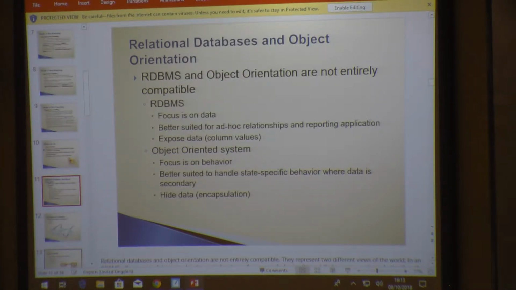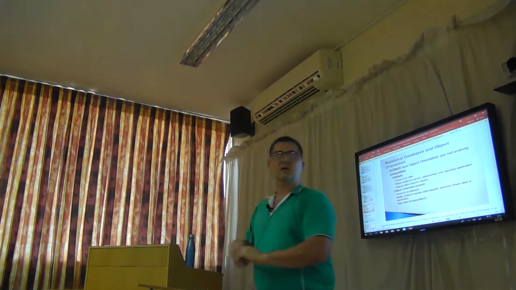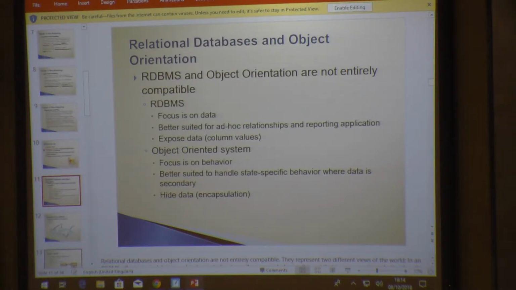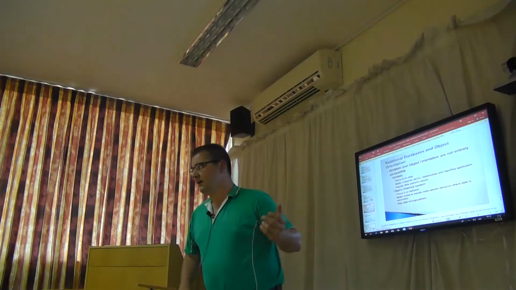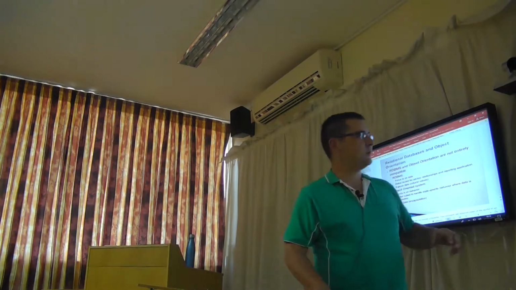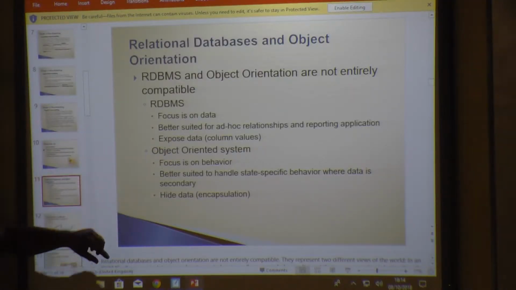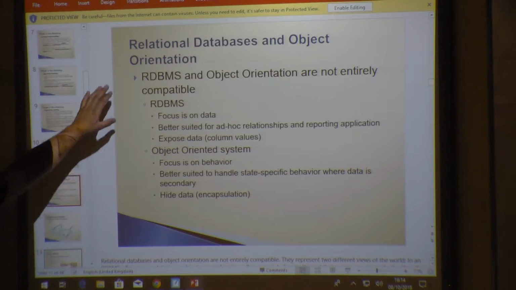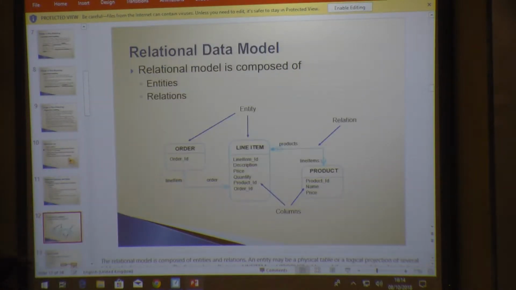Okay. Creating something, manipulating the data. It's suited to handle state-specific behavior where data is secondary. So you would like to register for a subject, so you register. Ultimately, yes, data is going to be stored, but it's a secondary act from that. So it hides the data. So there is not a total, we can't go directly from a relational one to an object-oriented one, we'll see now also.